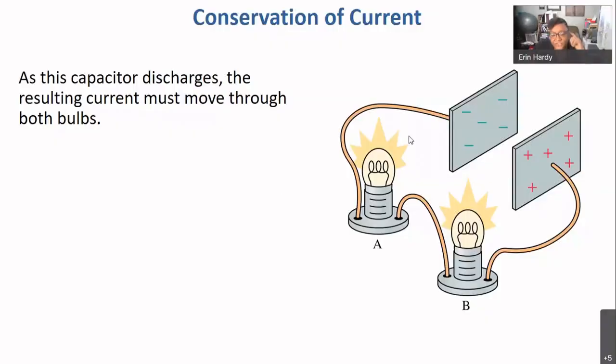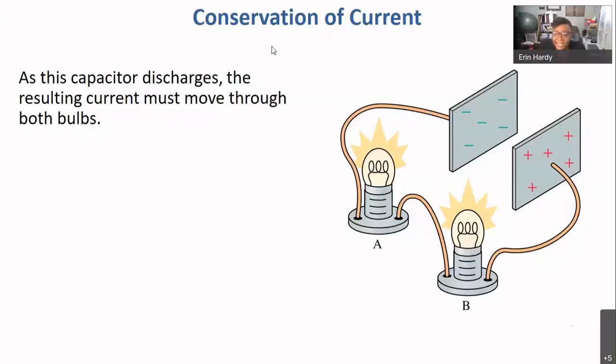So the law of conservation of current is something that we can relate to Kirchhoff's loop law in this fashion. So imagine you have a charged capacitor. It's connected to a simple circuit that involves 2 small flashlight light bulbs, A and B. They're identical to one another, so they have identical brightness here.